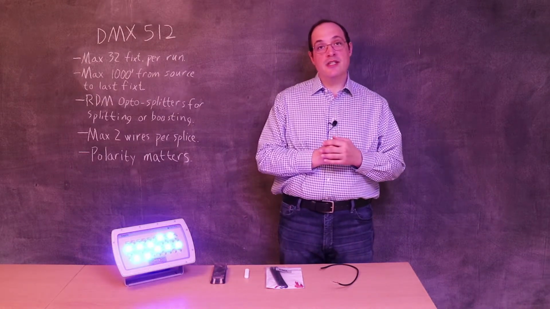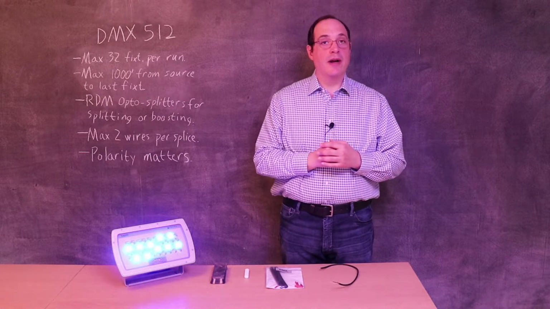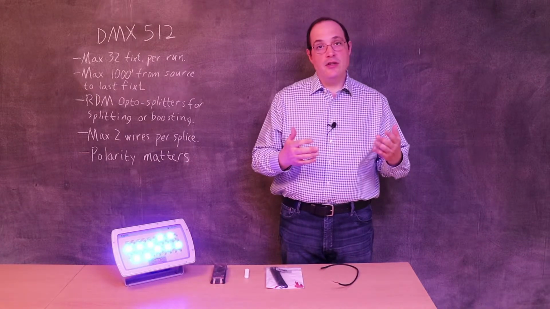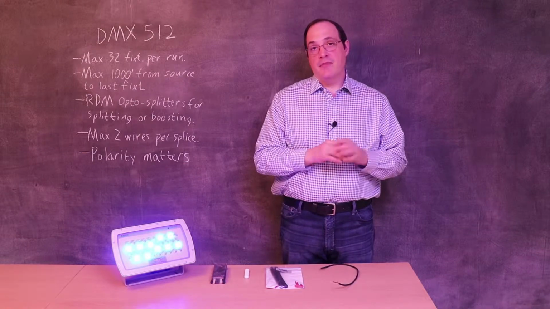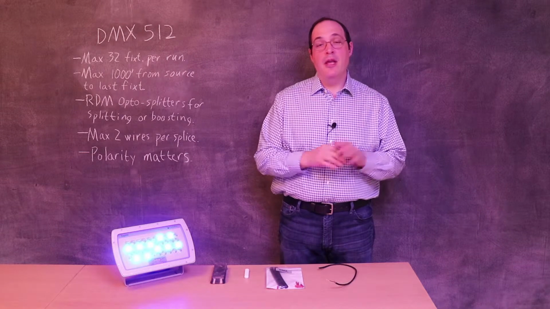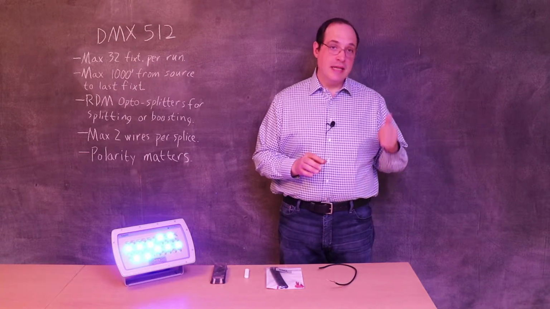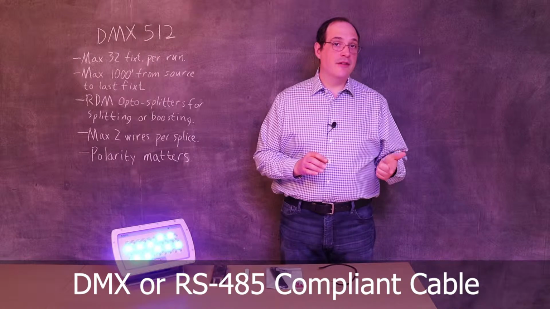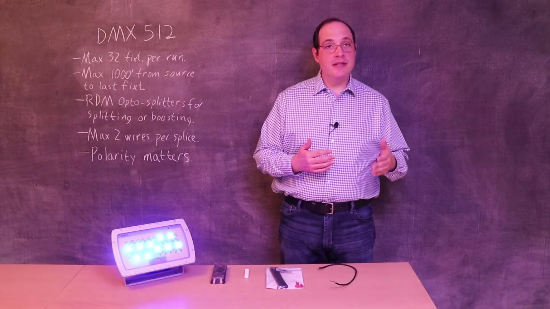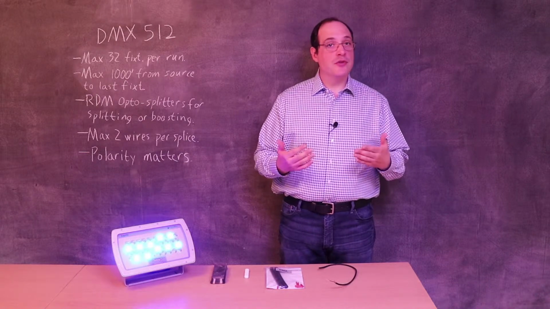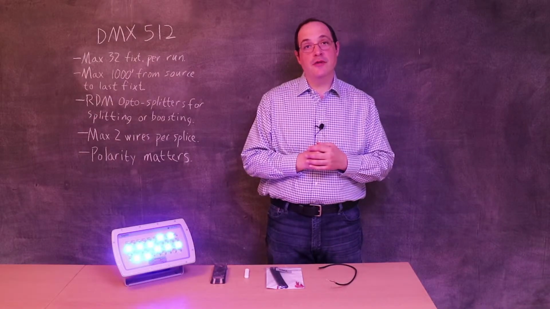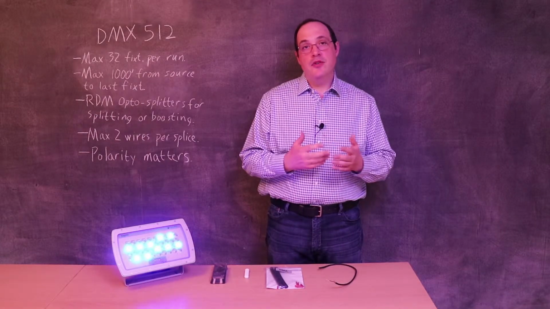Another very important thing when splicing is never connect more than 2 wires into a splice, otherwise you can introduce significant issues into a project. And doing so would also be splitting the signal, and the signal can only be split with an optosplitter. If you're sourcing your own DMX cable, make sure to purchase appropriate outdoor rated DMX compliant or RS-485 compliant cable. Anything else can create issues with incorrect impedance or wire gauge mismatching that can introduce issues that can be time consuming to track down.